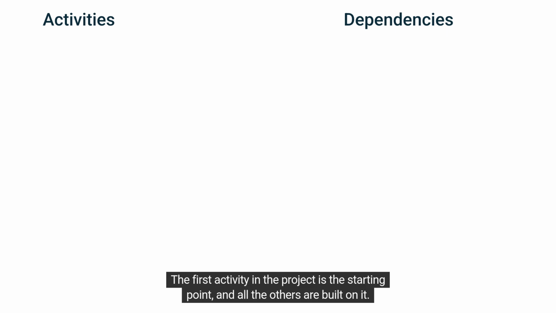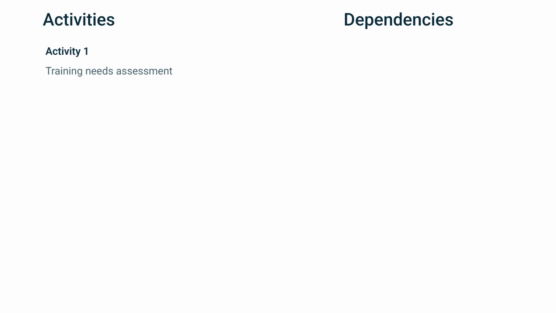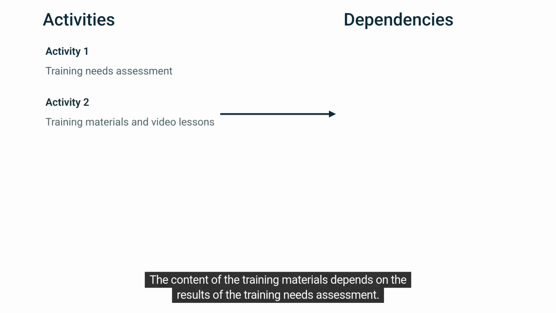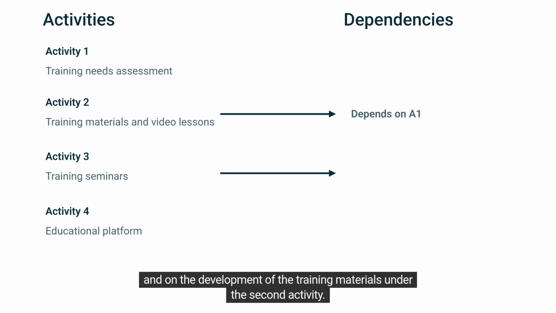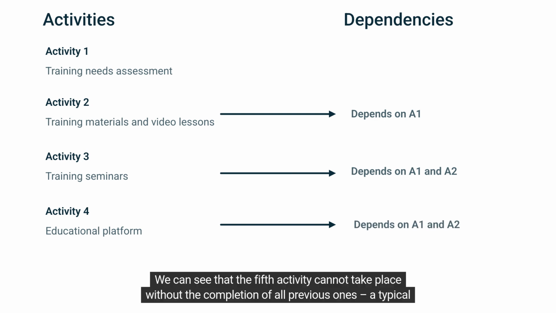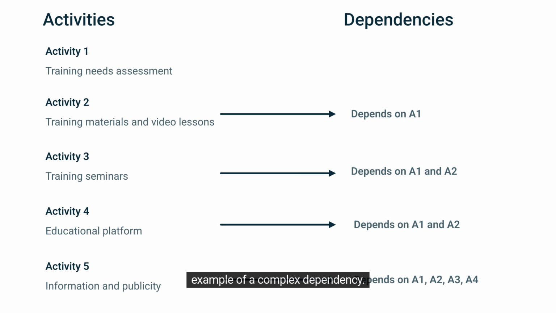Let's see how activities depend on one another in a digital skills training project. The first activity in the project is the starting point, and all the others are built on it. The content of the training materials depends on the results of the training needs assessment. The training seminars and the development of the platform depend on the survey carried out under the first activity and on the development of the training materials under the second activity. We can see that the fifth activity cannot take place without the completion of all previous ones, a typical example of a complex dependency.